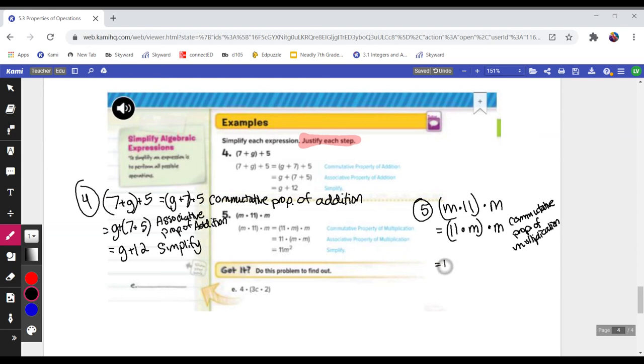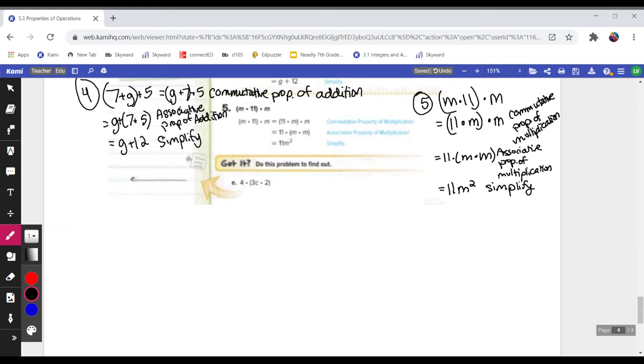The next step, I'm going to change it to where my parentheses are going to go around my variables. So that's the associative property of multiplication. Which leaves me with 11m squared. That step was just to simplify.